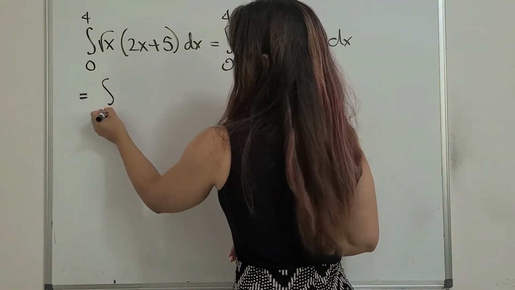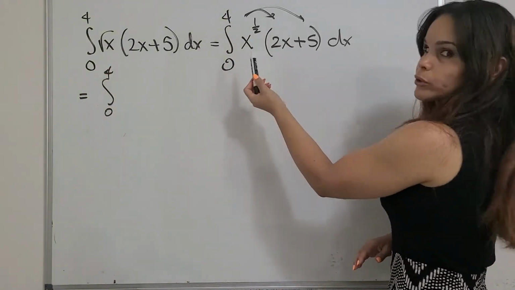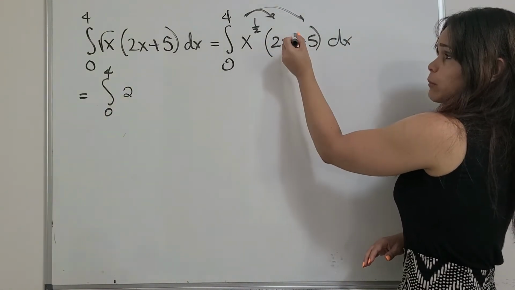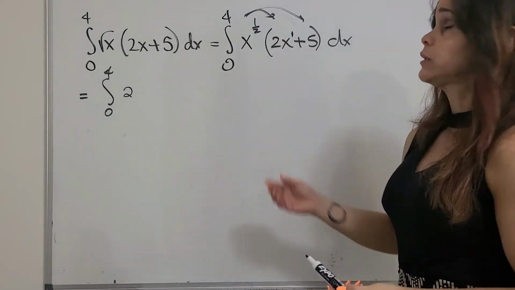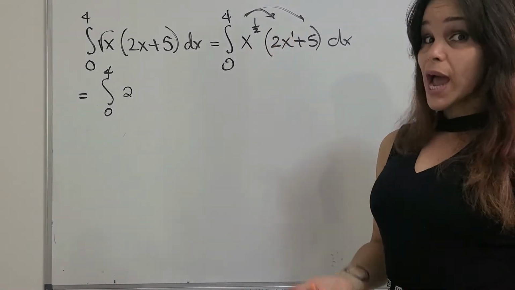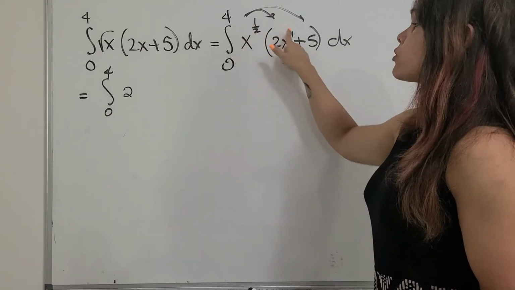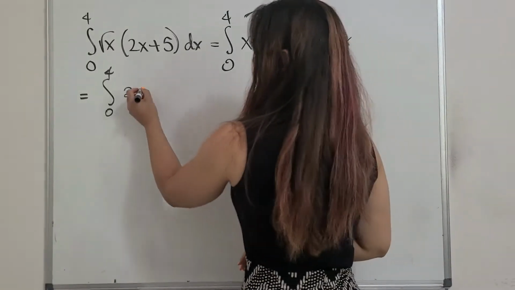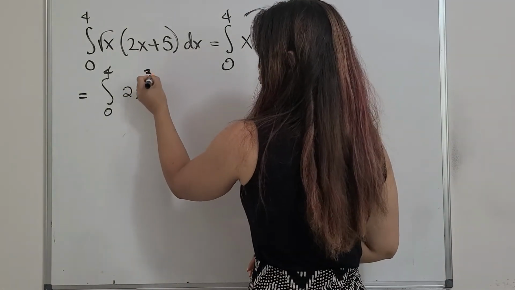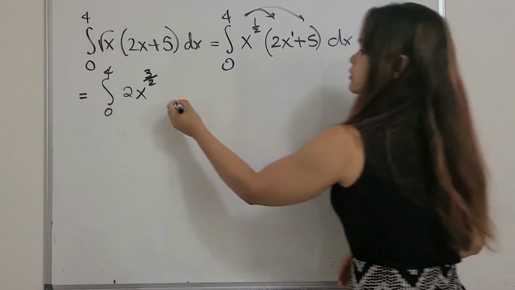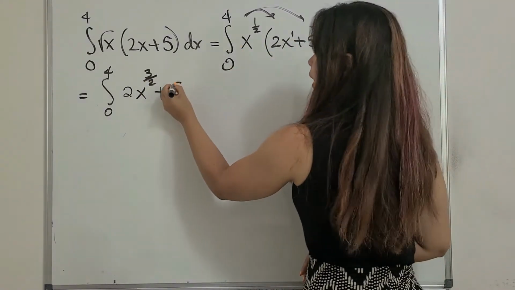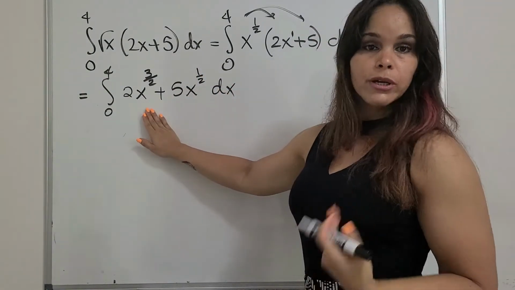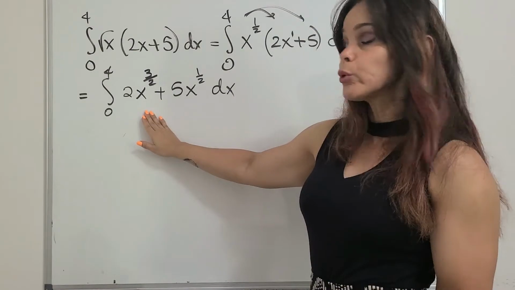Okay, so this is the integral from 0 to 4, and I multiply. So this is going to be 2 x to the 1/2 times x. Remember that this is the same as saying x to the power 1. And when we multiply, we remember that we add the exponents. So 1/2 plus 1 is the same as 1/2 plus 2/2, which is 3/2. So we have 2x to the power 3/2, plus, and when we multiply here, we have 5x to the 1/2. This is more comfortable to work with because we're going to use the exponent rule, okay?